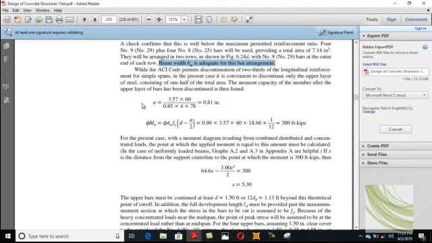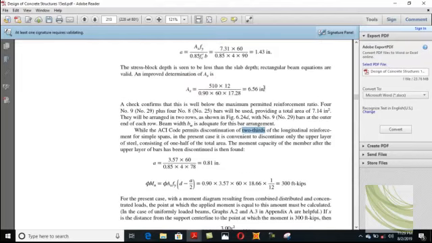Look, this is the ACI criteria for simple spans. The ACI code says that you can discontinue 2/3 of the bars. 2/3 means if you have 3 bars, you can discontinue 2 bars. So minimum you have to provide 2 bars. If you have 6.56 square inches area, multiplied by 2 divided by 3, it will give you AST.